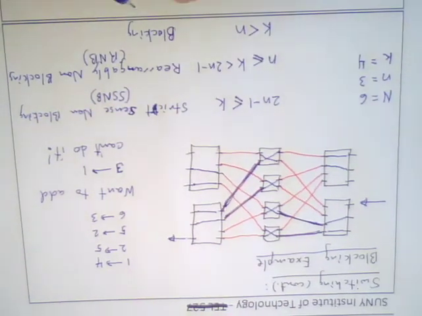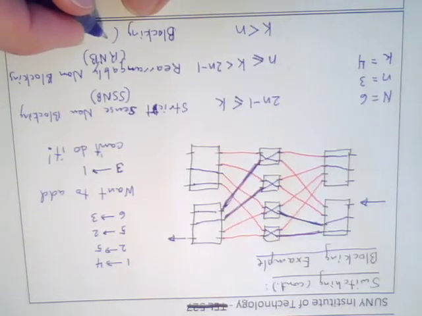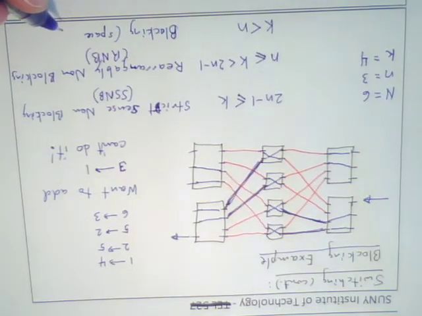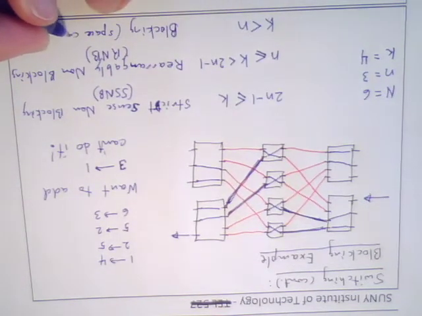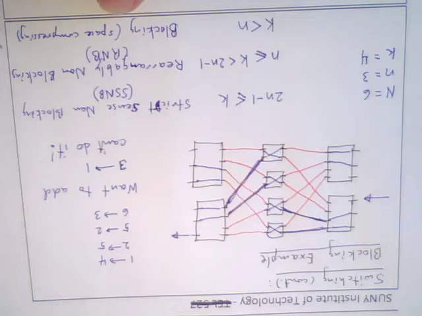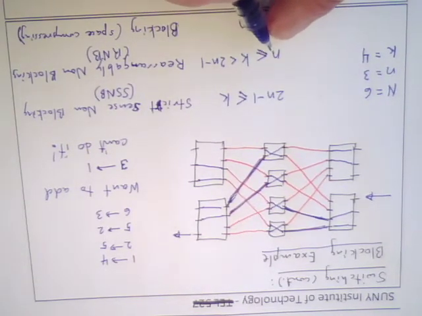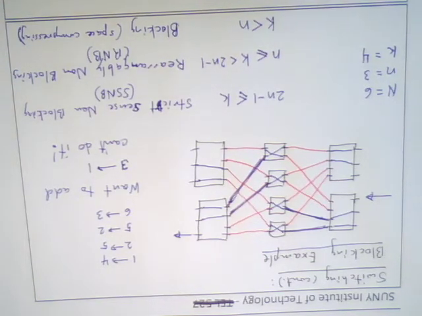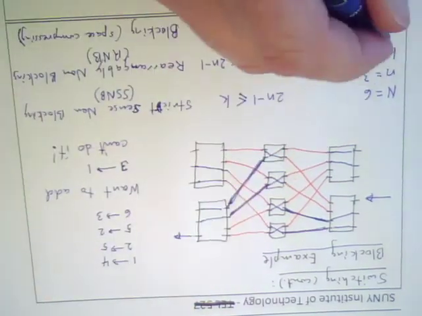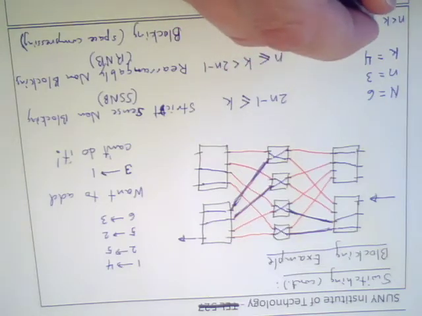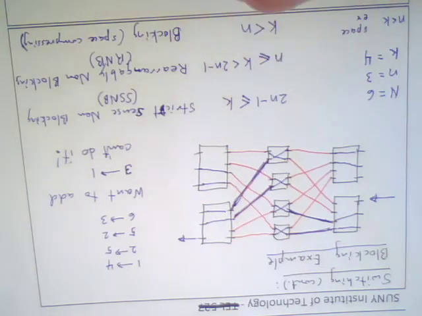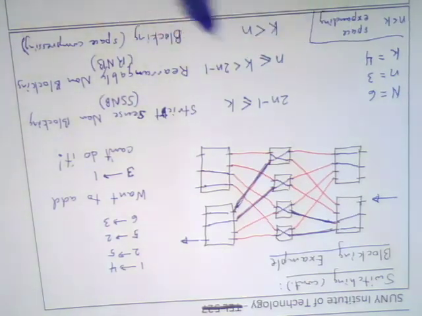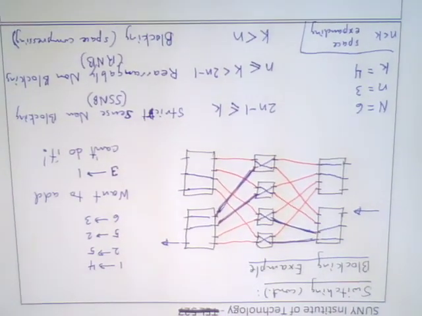And by the way, if k is less than n, then we have what are called space compressing switches at the first stage. And if k is strictly greater than n, then we have what are called space expanding switches. Okay, and so k strictly greater than n is called a space expanding switch design. Okay, so I'll leave it at that on this video. That's an example of a blocked configuration.